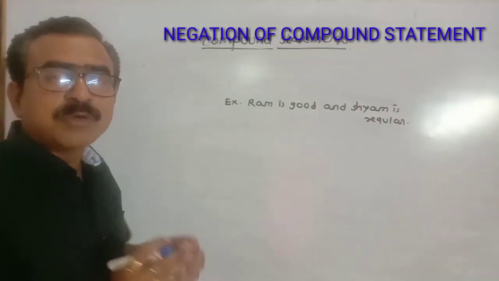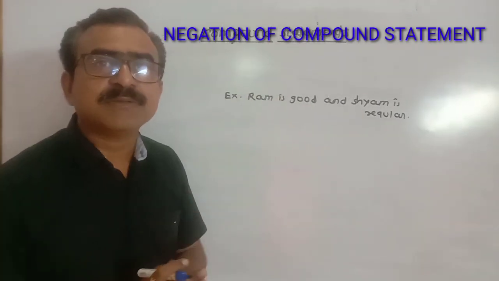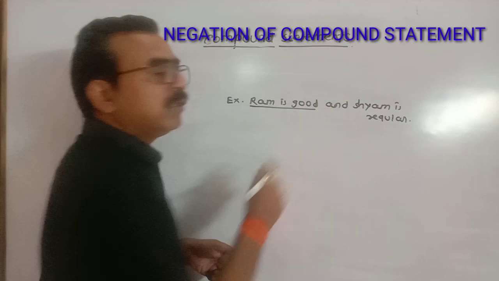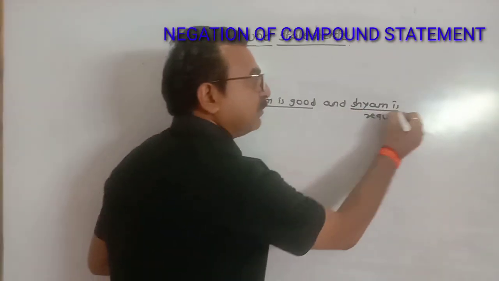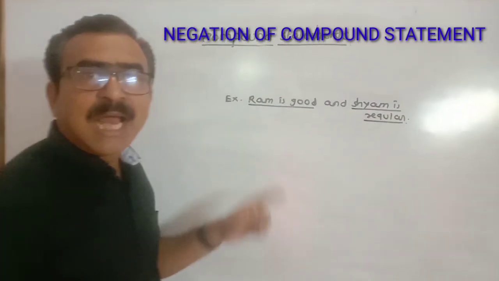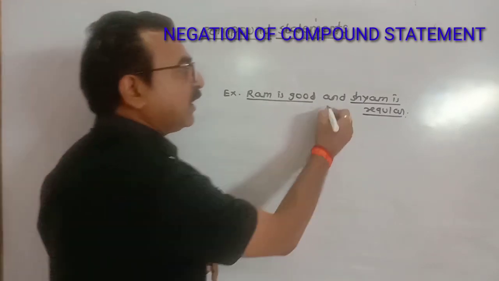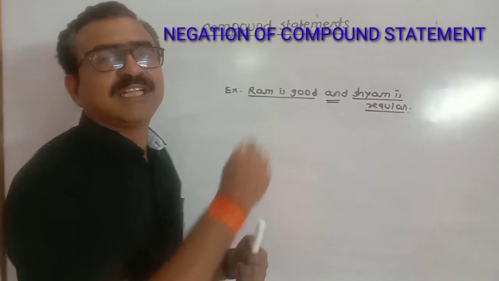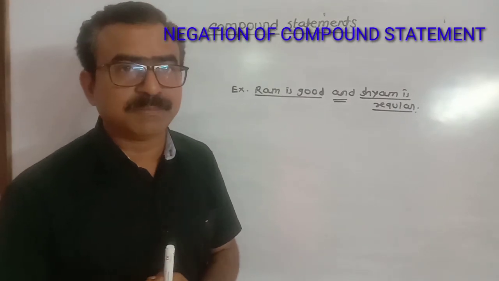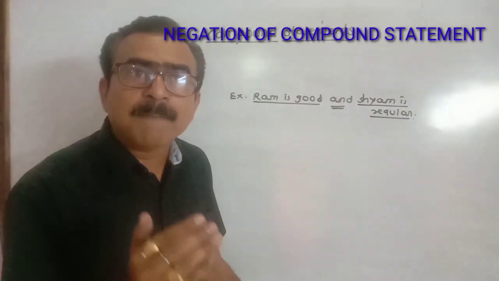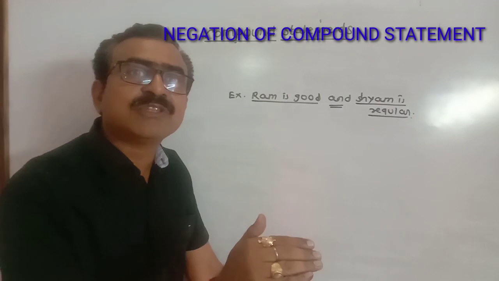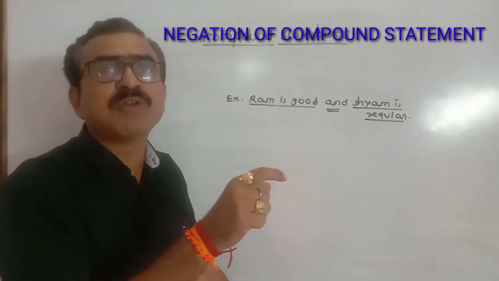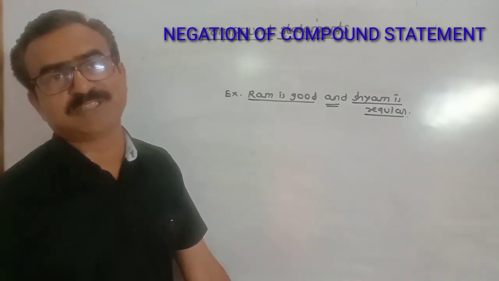Okay. So friends, in this example, there are two statements. First one, that is Ram is good, and second statement, that is Shyam is regular. And these two simple statements are connected by AND. So the resultant statement is called a compound statement. Compound statement means those statements which are obtained by the combination of two or more simple statements.